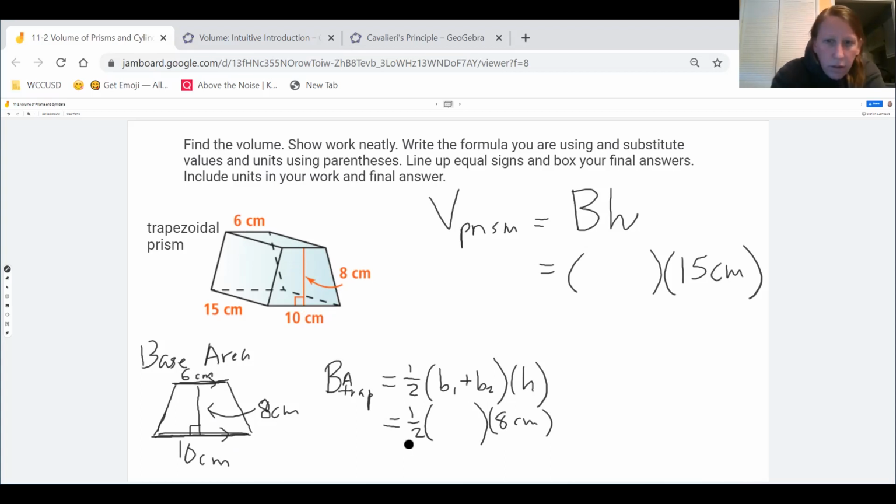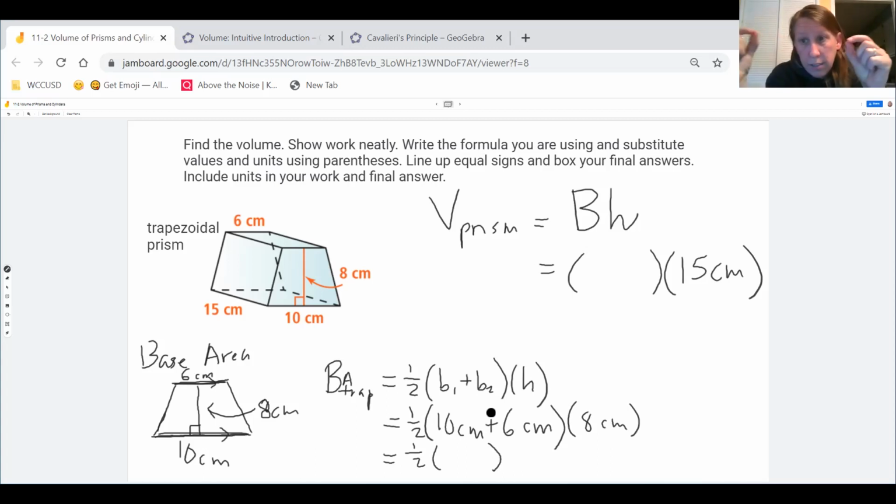So it's half of, oh, I didn't leave enough room for myself. Okay, so the formula for area of a trapezoid is half the base 1 plus base 2 times the height. And base 1, I'm going to say is 10 centimeters. And base 2, I'm going to say is 6 centimeters. And the height of the trapezoid is 8 centimeters. All right, wait a minute. Let's focus on our units here. What's 10 centimeters plus 6 centimeters?